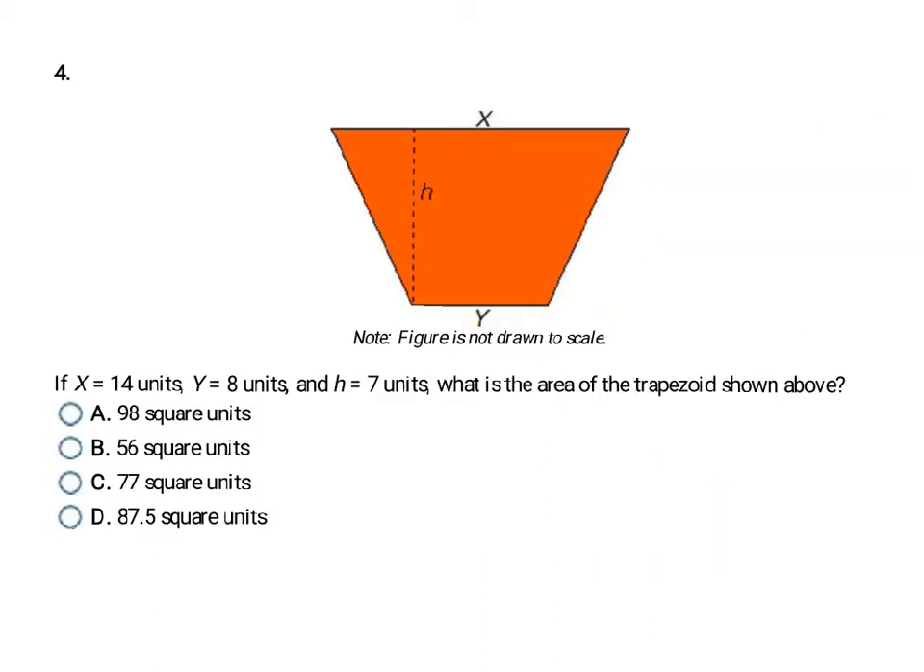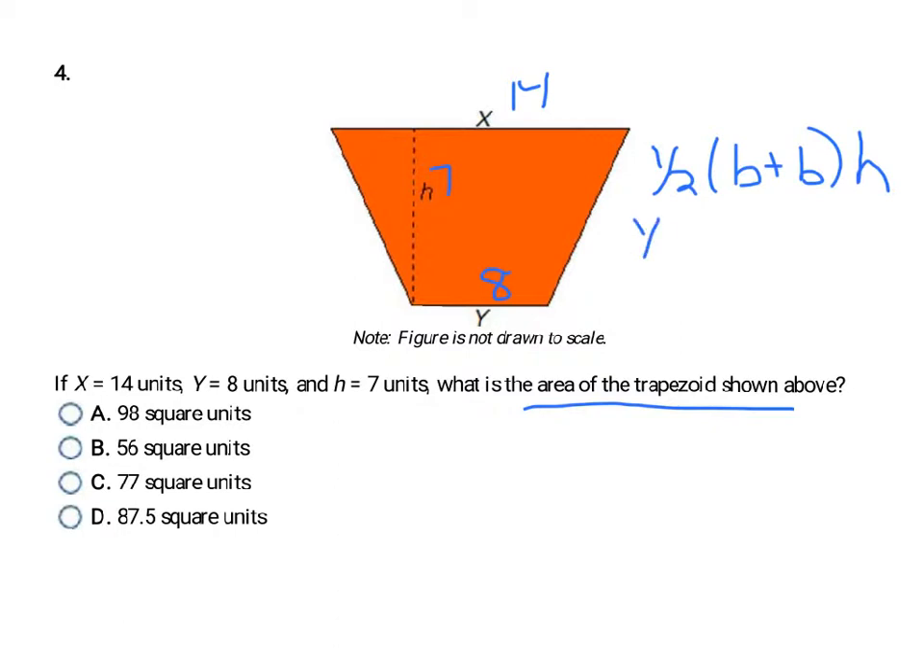In this next question, it's asking me what is the area of the trapezoid. It tells me that X is 14 and that Y is 8 and that H is 7. So once again, copy this down so that you can label the sides also. The formula for the area of a trapezoid was this in our notes, where you add the two bases and then multiply it times 1/2 and then times the height.